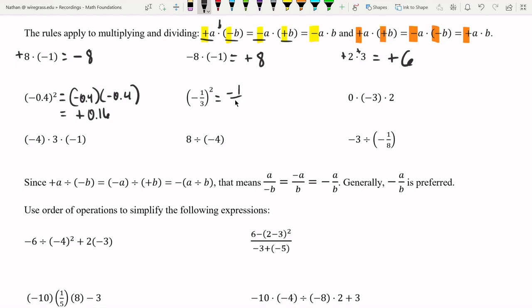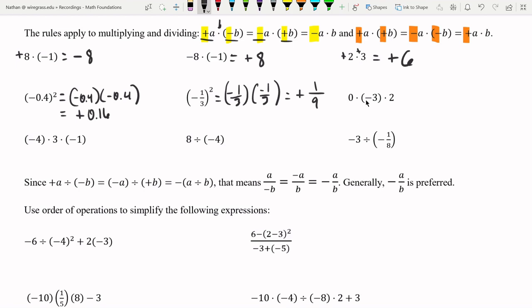This is negative 1/3 times negative 1/3. And negative times negative is positive. 1/3 times 1/3, 1 times 1 is 1. 3 times 3 is 9. Positive 1/9.